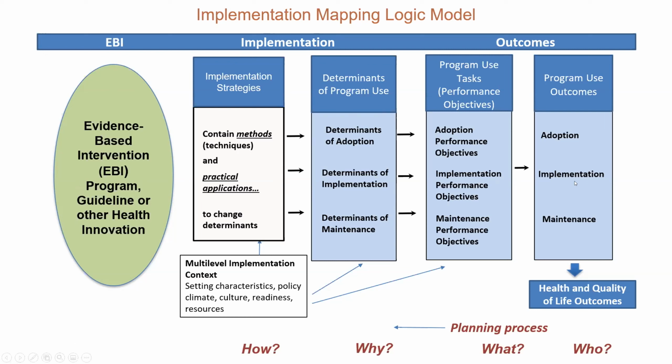And so while this is the logic of how it works, the planning goes from right to left, right? Where we, looking at the bottom here, understand who's involved, what do they have to do, why would they do it, and how do we influence that outcome? And of course, part of the how has to do with addressing these contextual factors here as well. These are often referred to as the form and function of implementation strategies, or also the mechanisms of implementation strategies.